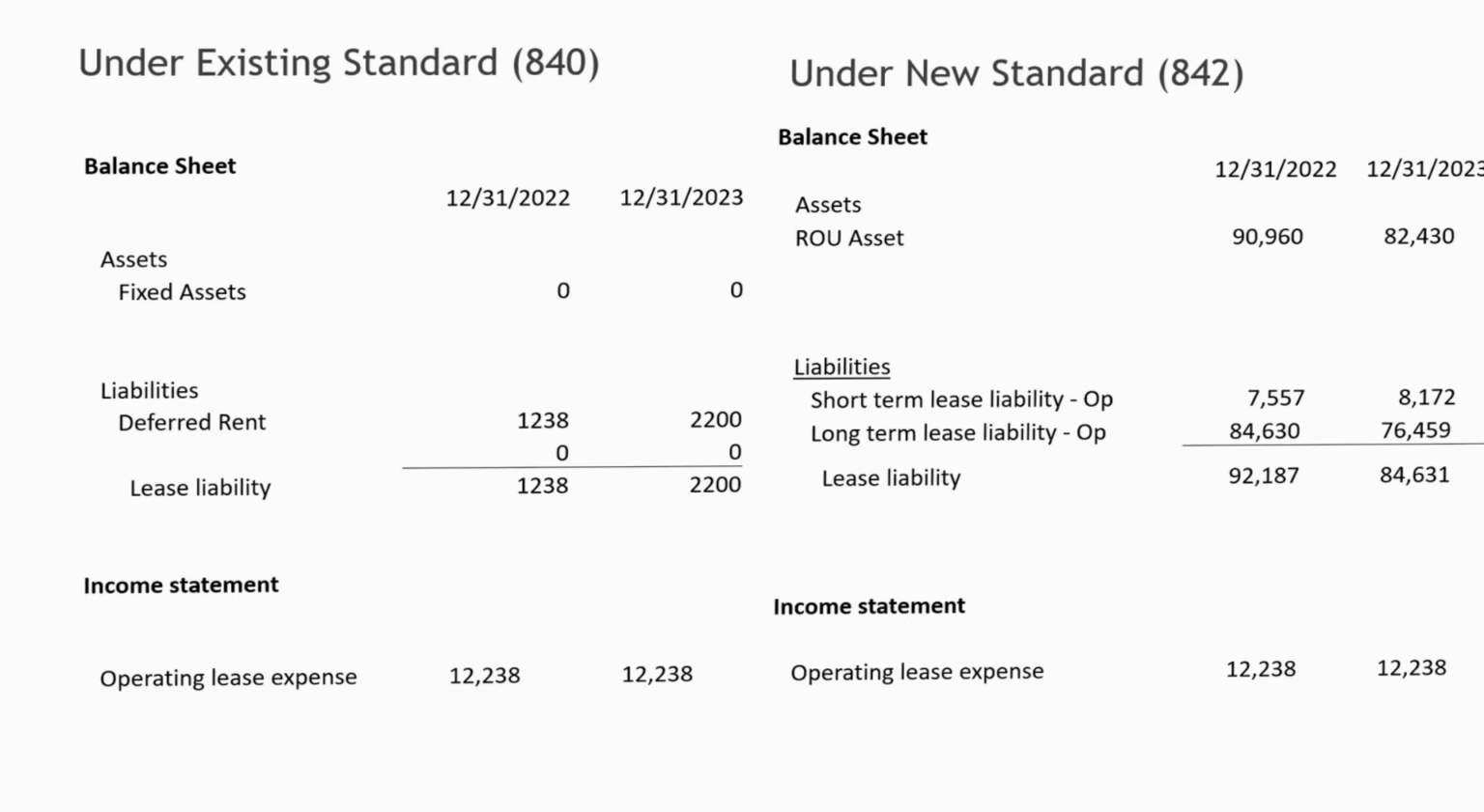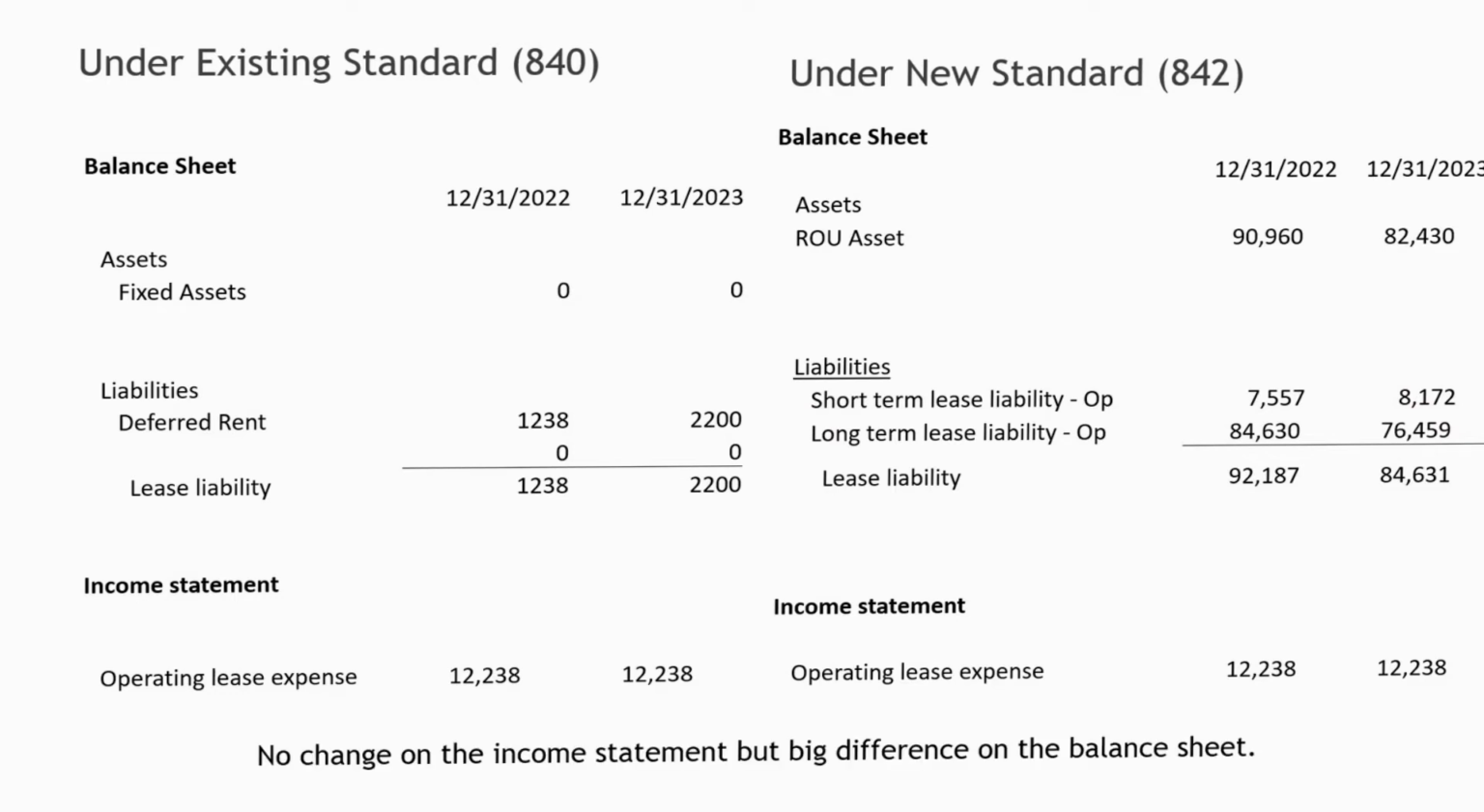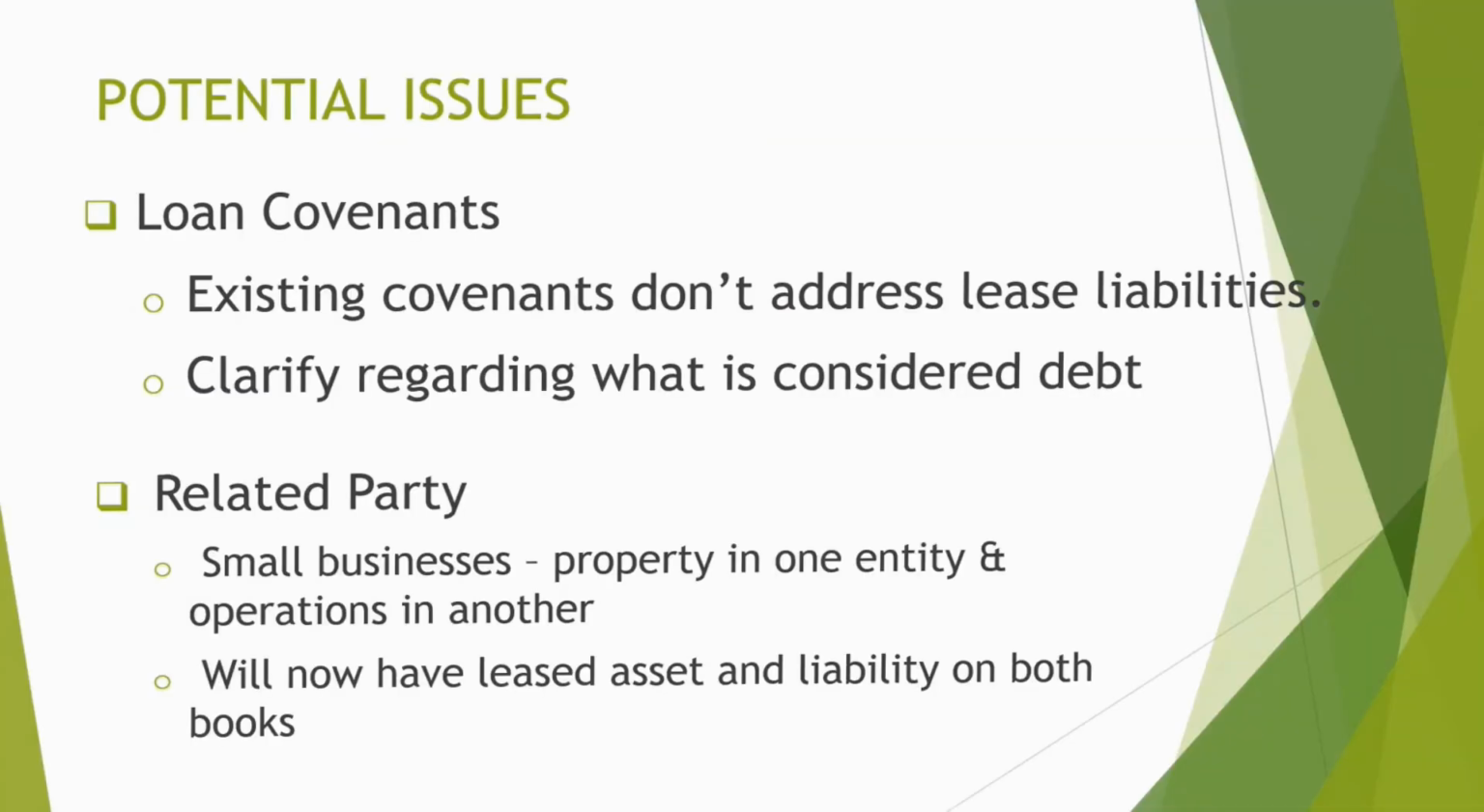Under the new standard, though, when we look at the income statement, at the bottom, the operating lease expense stays the same. We now have a right of use asset of $90,960 on the balance sheet, as well as a lease liability of $92,187. That's just for this one lease. So again, no change on the income statement, but the balance sheet shows a significant difference.